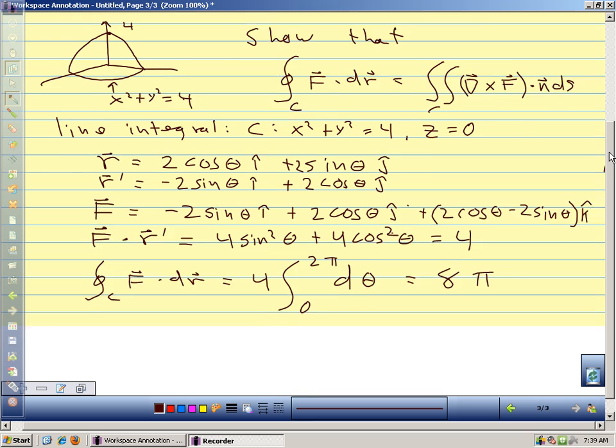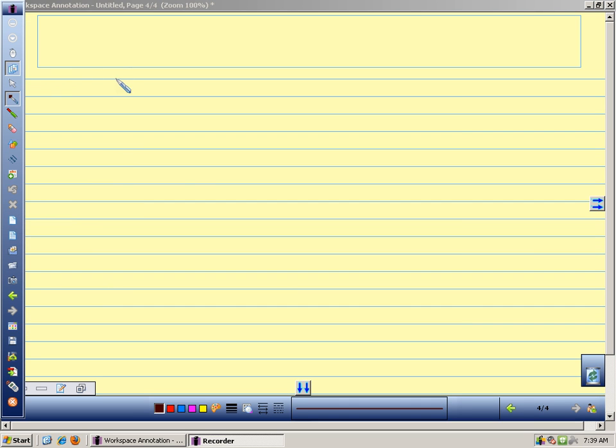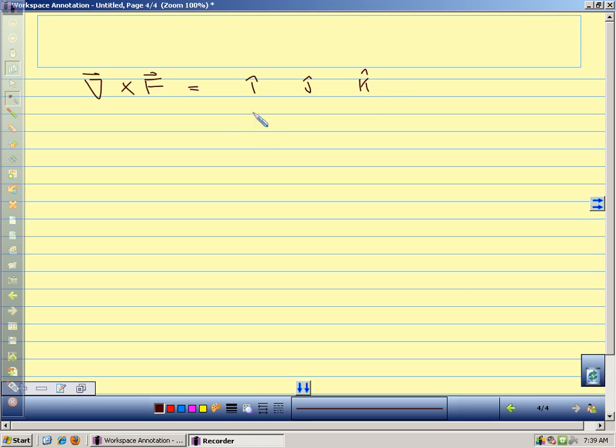And we want to show that that is equal to the surface integral of the normal component of the curl. So now we're going to evaluate this integral. First off, we need del cross F, the curl of our field. For that, we use our determinant, and we get minus y plus z here, x minus z here, and x minus y here.